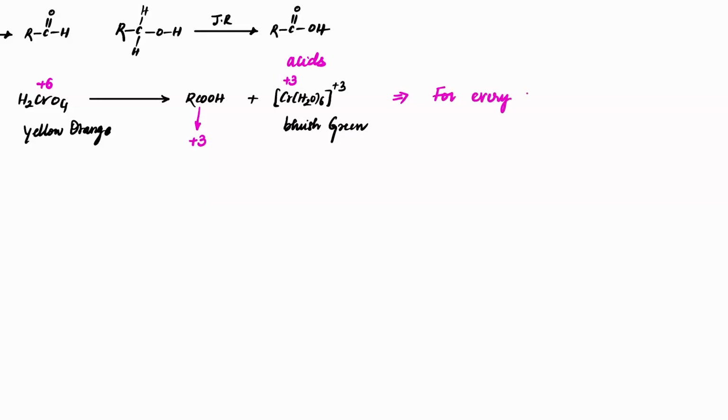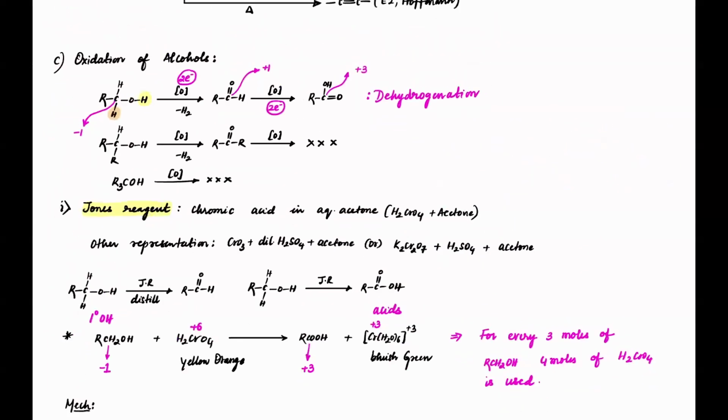every 3 moles of alcohols, RCH2OH, okay, 4 moles of acid is used. Sorry, 4 moles of H2CrO4 is used. Please check this out quickly, everybody.